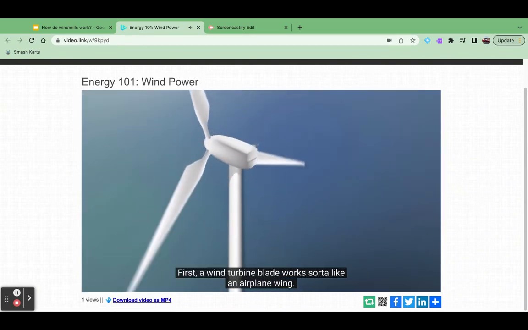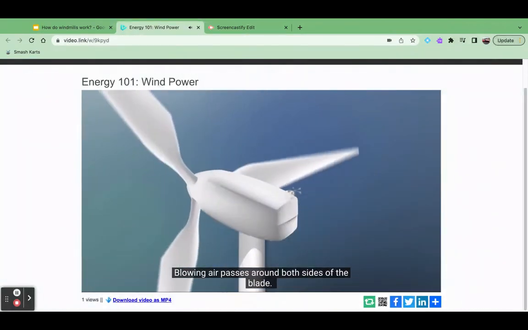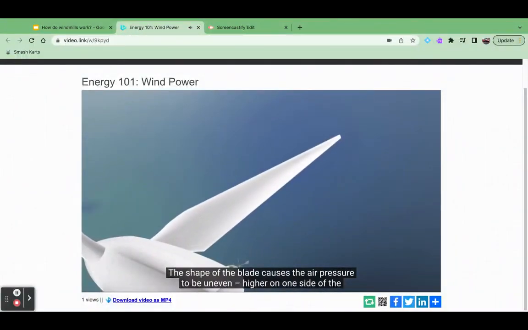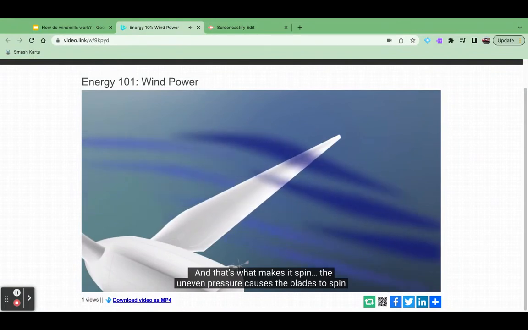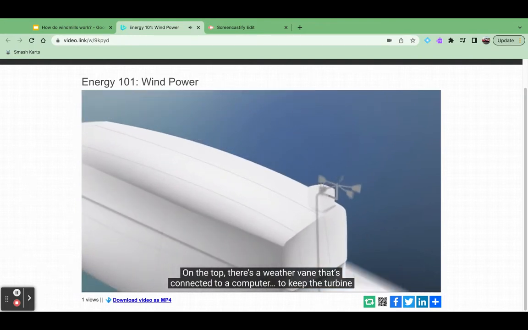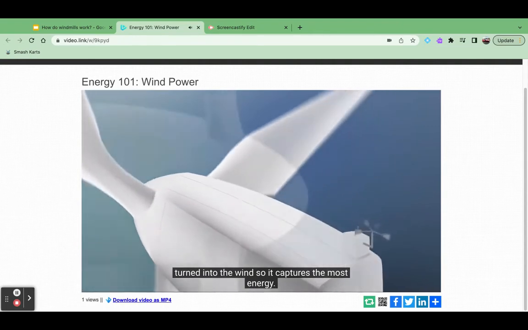Okay, here's how it works. First, a wind turbine blade works sort of like an airplane wing. Blowing air passes around both sides of the blade. The shape of the blade causes the air pressure to be uneven, higher on one side of the blade and lower on the other. And that's what makes it spin. The uneven pressure causes the blades to spin around the center of the turbine. On the top, there's a weather vane that's connected to a computer to keep the turbine turned into the wind so it captures the most energy.